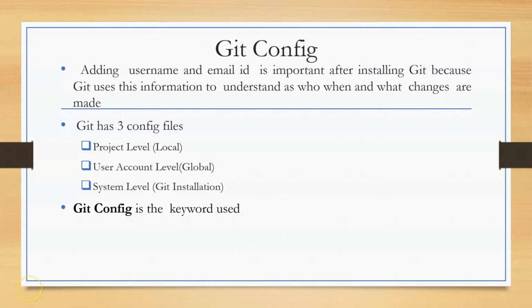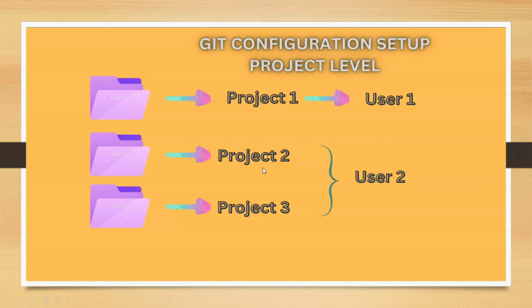Let's start by understanding the hierarchy of Git configuration file, which operates at 3 levels. The first level is the project level. This is the lowest level and applies only to a specific repository. Git checks here first for the username and email. If they are set, Git uses this identity for that specific project. As you can see, for different projects, different user credentials can be applied.